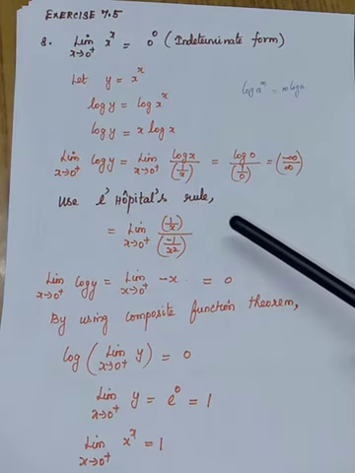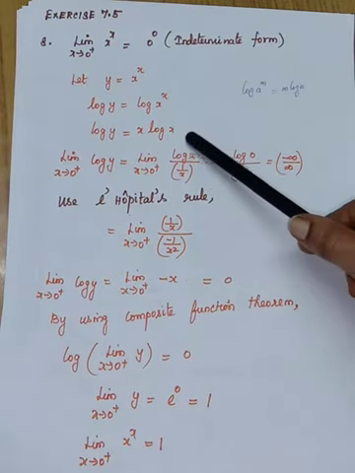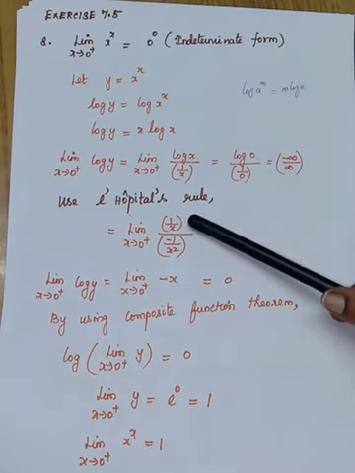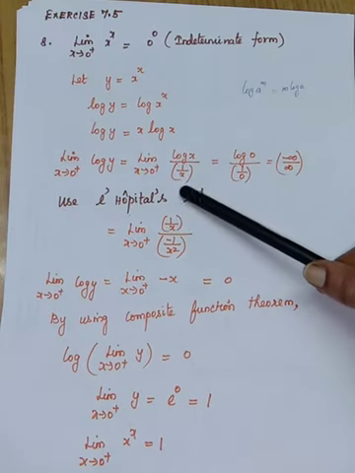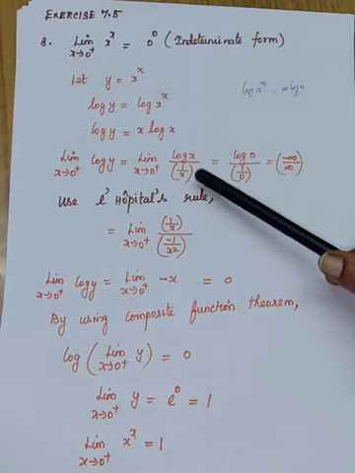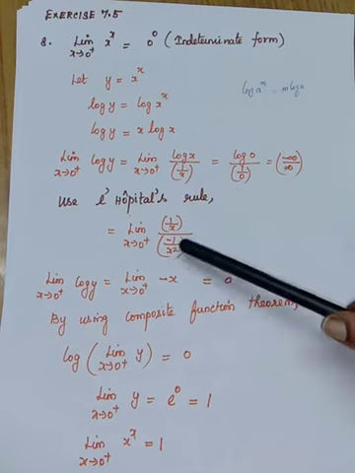So what do you have to do according to the L'Hopital's rule? You have to differentiate the numerator. The differentiation of log x is 1 by x. And you have to differentiate the denominator separately. What is in the denominator? It is 1 by x. When you differentiate, it will become minus 1 by x squared.